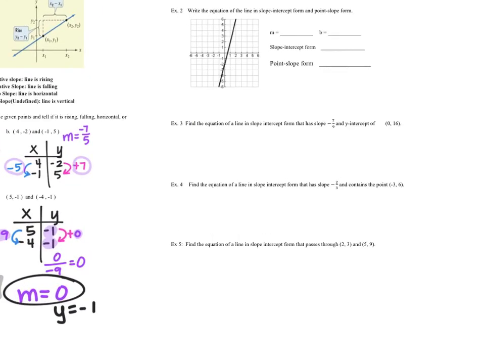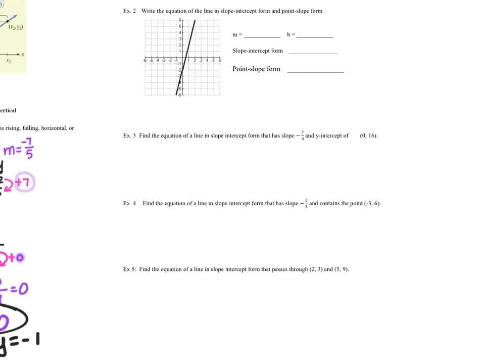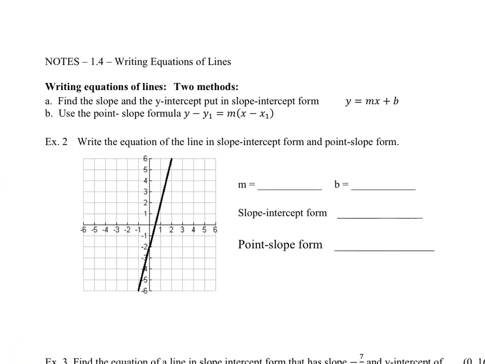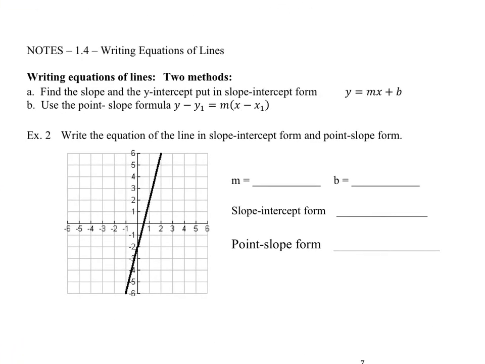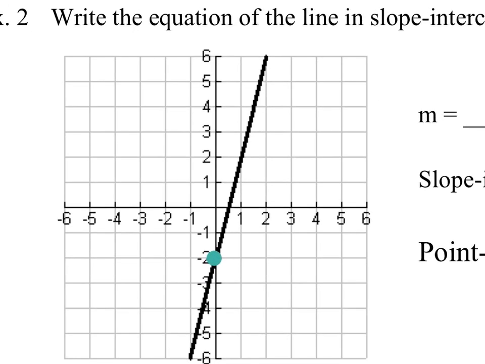Next, we want to use some given information and determine equations of lines. So up here on the graph, we want to identify the y-intercept. There it is. It's at -2. And then we want to count out the slope. So I'm going to zoom in here a little bit. And the rise is 4, and the run is 1.